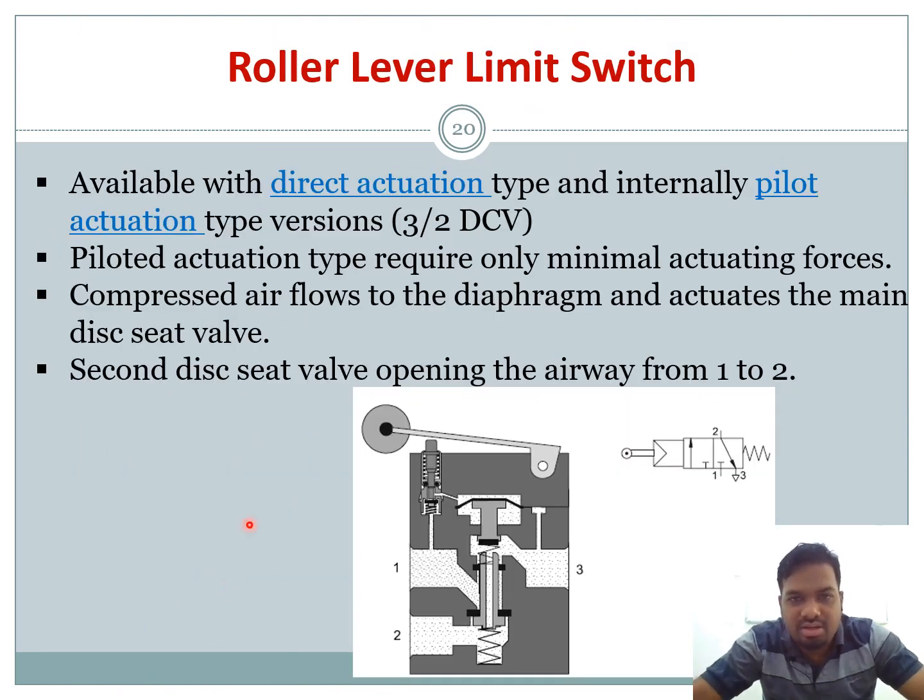Okay, so we will see roller lever limit switch. This is the most common one. Okay, so how does it operate? You have a roller here. When it receives a force, this switch and this roller will be pushed downwards. When it moves downwards, it will hit this switch and your valve will be activated. So this is a very direct way of checking whether your cylinder reached the maximum level or minimum level.